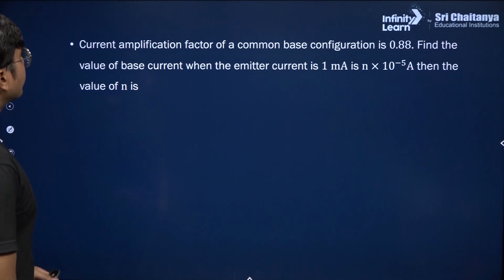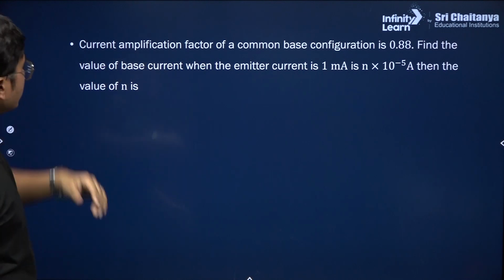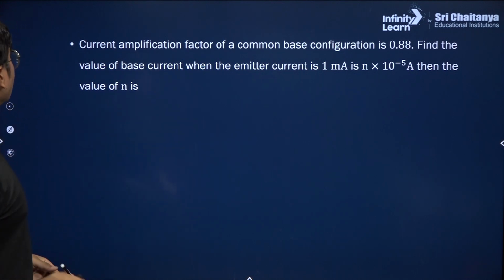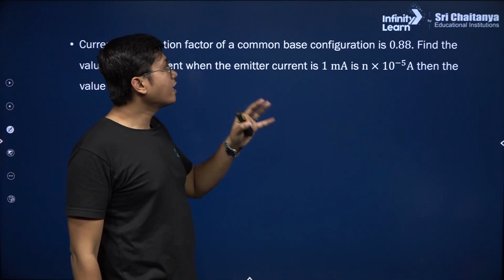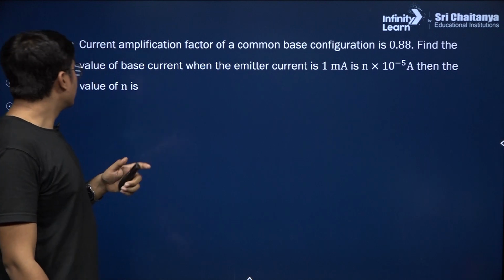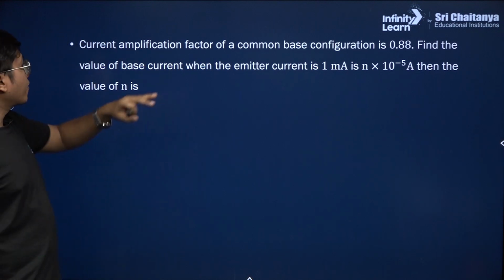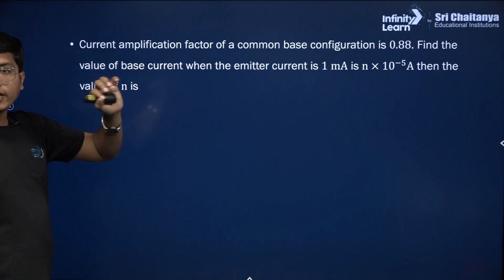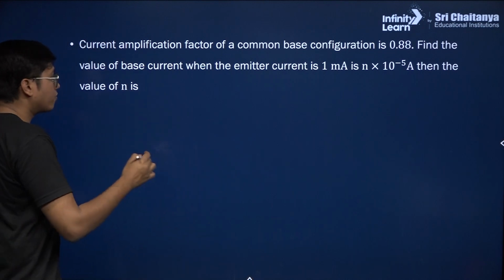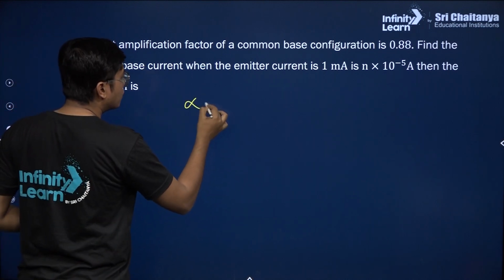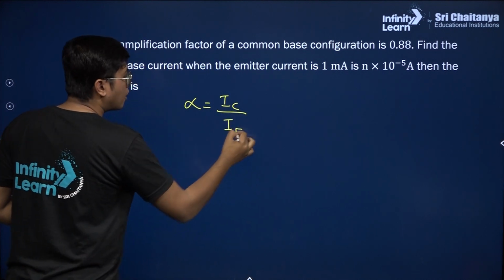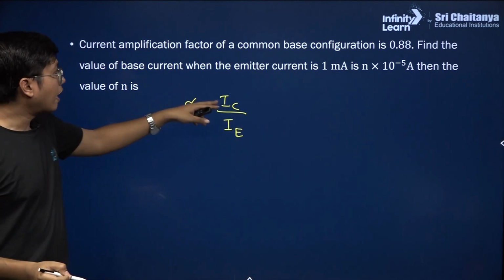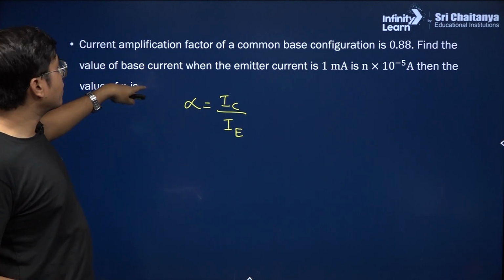Next one, current amplification of a common base configuration is 0.88. Find the value of the base current when the emitter current is 1 milliampere is n into 10 to the power minus 5 amperes, then the value of n is. So we have been given the current amplification 0.88. In a common base, we know current amplification alpha is equal to IC by IE. IE value is given to us.